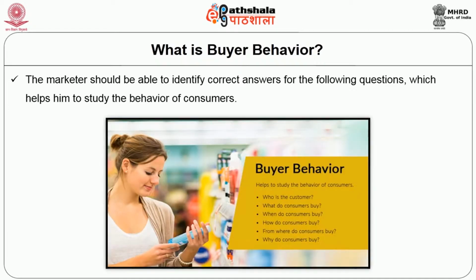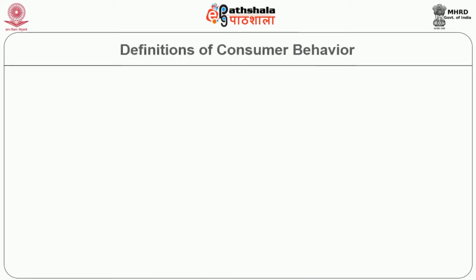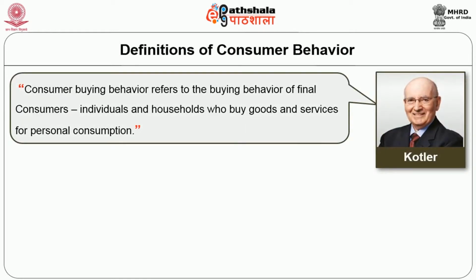The questions are: Who is the customer? What do consumers buy? When do consumers buy? How do consumers buy? From where do consumers buy? And who do consumers buy? According to Kotler and Armstrong, consumer buying behavior refers to the buying behavior of final consumers, that is, the individuals and households who buy goods and services for personal consumption.